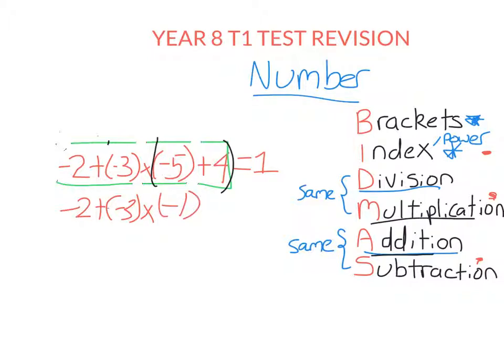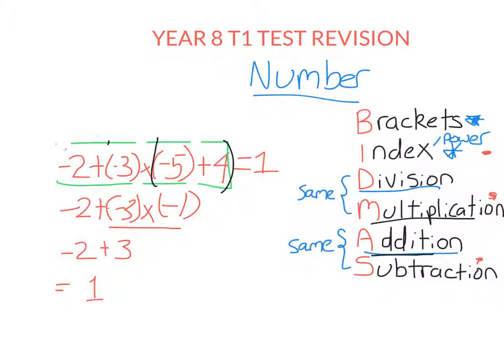Now, order of operations means I do the multiplication. I leave the minus 2 as it is. So minus 3 times minus 1 is positive 3, and minus 2 plus 3 in fact does equal 1. So if I put the brackets here, the statement becomes true.